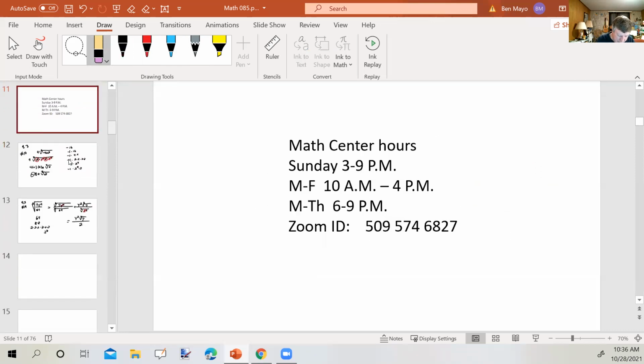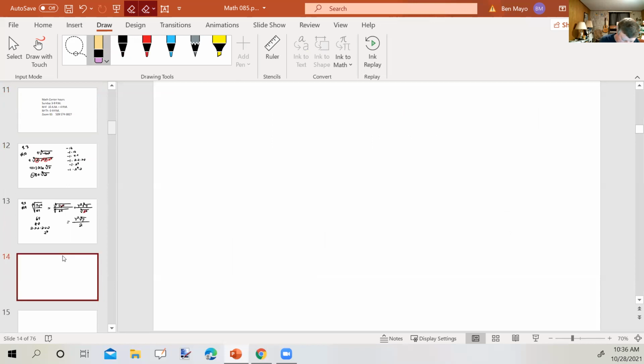Okay, then we're gonna go on to section 9.5, which is solving radical equations. Okay, now, let's say we have the following. We have the square root of x minus 10 equals 1, okay?